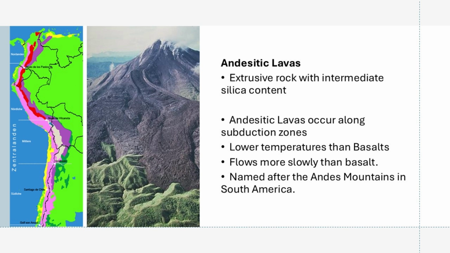So the andesitic rocks and lavas are named after the Andes Mountains in South America. And in the graphic, you can see the western edge of South America is all along that is a subduction zone. So that part of the world has a lot of earthquakes and they have a lot of volcanoes. And the lava that comes out of those volcanoes is predominantly andesite.